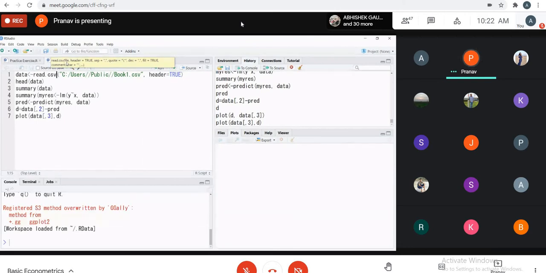Right click on the file and go to the properties, and you'll see the path of your file. It will be on your desktop or laptop, whatever it is. So we need that path here.